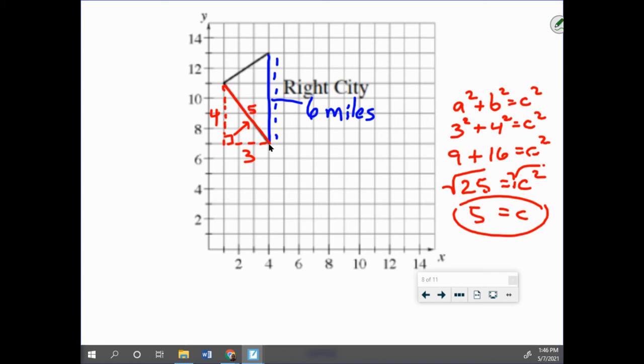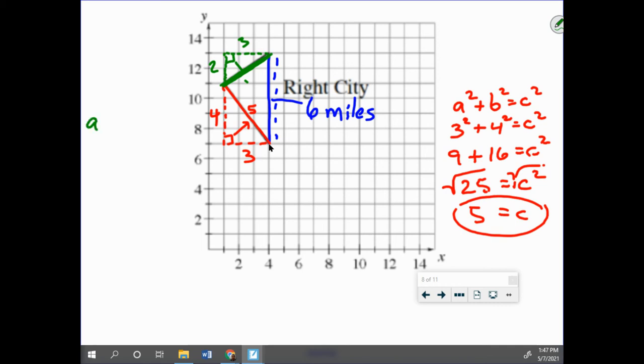Now, on your own, please find the length of the green side. Your task, find the length of the green side. Pause the video, find it, show it, and then unpause when you're done. All right. Well, once again, I make a triangle here like that. It's a right triangle, meaning this is your hypotenuse again. This side here is 2, this side is 3.